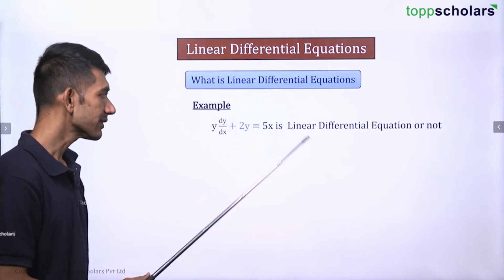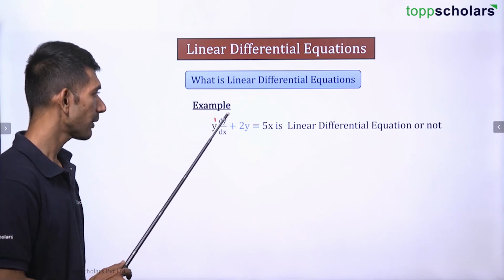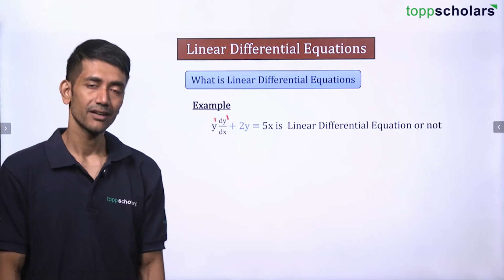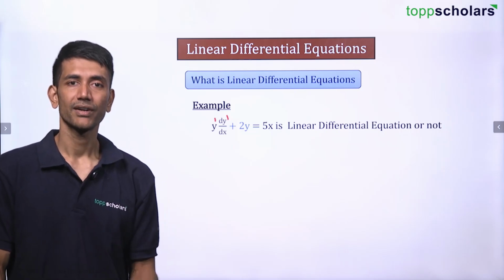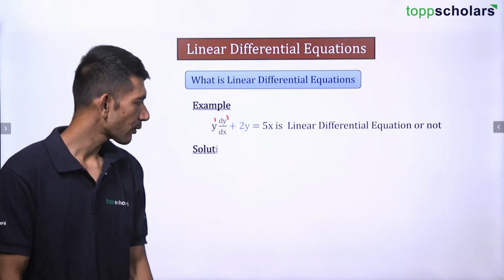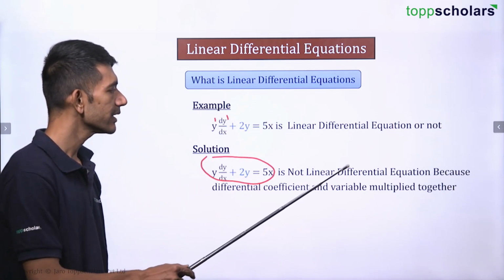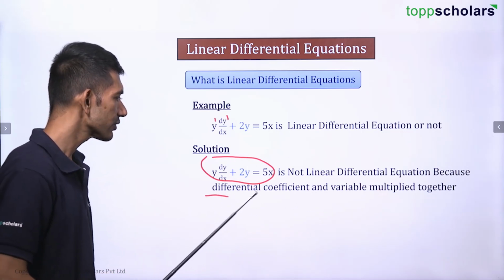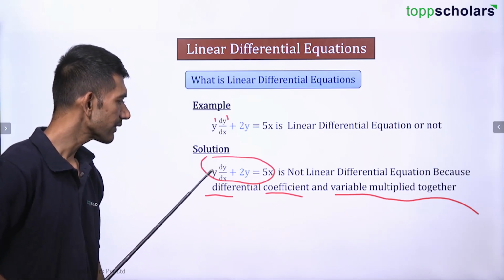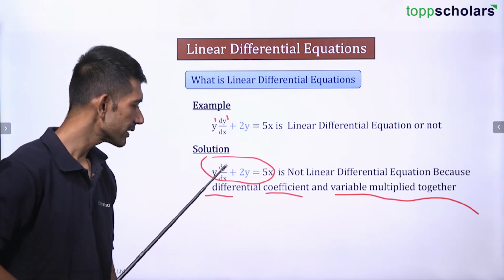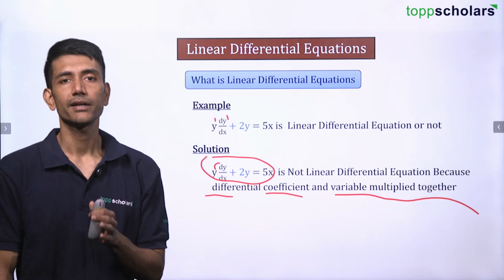Now, is this a linear differential equation or not? Looking at this, you might say the power of y is 1, the power of dy by dx is 1, and yes, it is a linear differential equation. But no, it is not the case because they both are in multiplication. We are taking the product. So whenever we have a product like this, we'll say that this is not a linear differential equation because differential coefficients and variables are multiplied together. See, differential coefficients and variable. The variable is y, the differential coefficient is dy by dx, which are multiplied together. So this is not a linear differential equation.